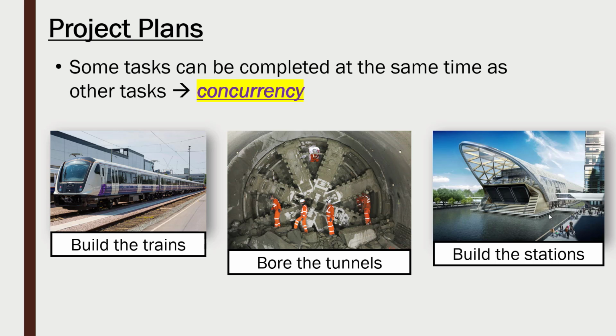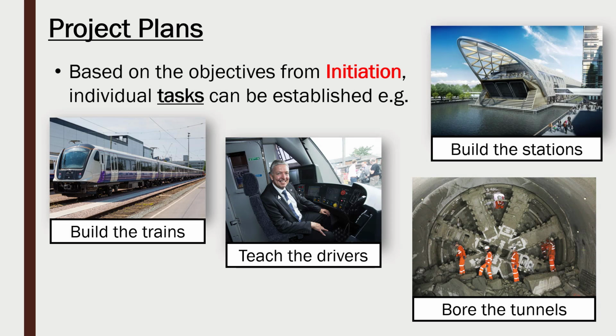Likewise, the station is usually above ground. You can build the station while you are doing the tunnel. I think that's correct, it's just an example. But we would say each of these tasks can be done concurrently, so can be done at the same time. And that's important to know because we can save a lot of time by doing each one at the same time as opposed to one after the other. You can't really teach the drivers until you have some trains and some tunnels and some stations.